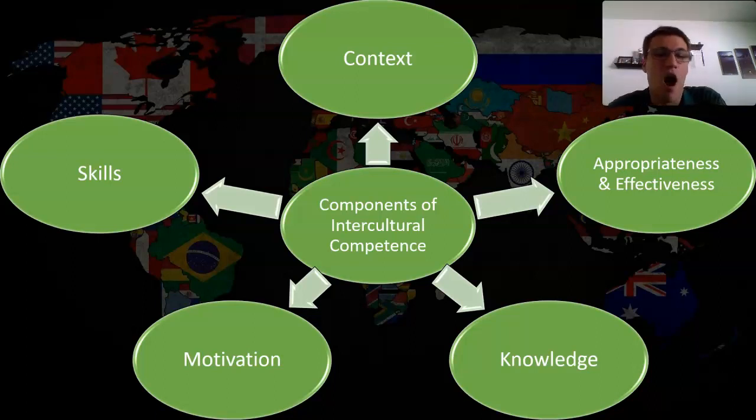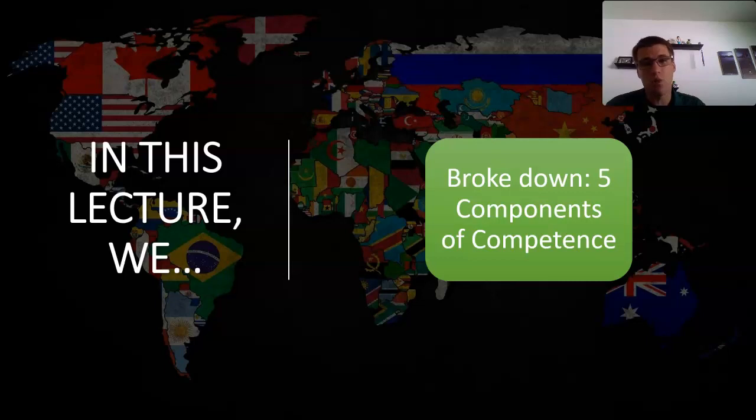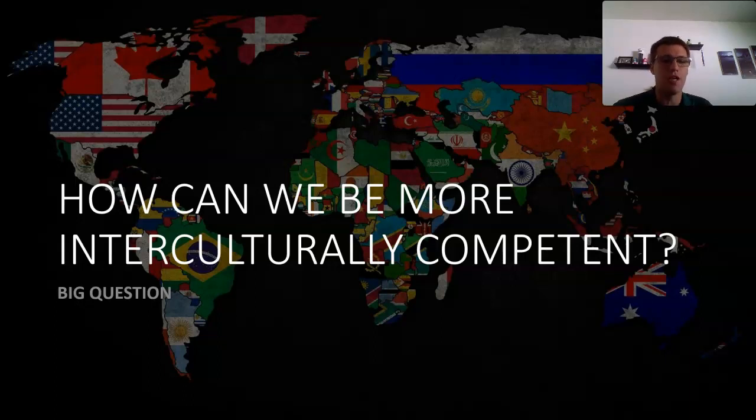Motivation is going to describe our emotional states, kind of our reasons or our goals that are operating, that are leading us into these different interactions. And then our skills, which are our abilities, the actual things, the skills, the capabilities that we have to be and to communicate competently. So in this lecture, we did one very important thing, but it is going to last us throughout this semester. We broke down the 5 components of competence. And we did this to help us answer the question, how can we be more interculturally competent in our communication, with people who are different than we are.